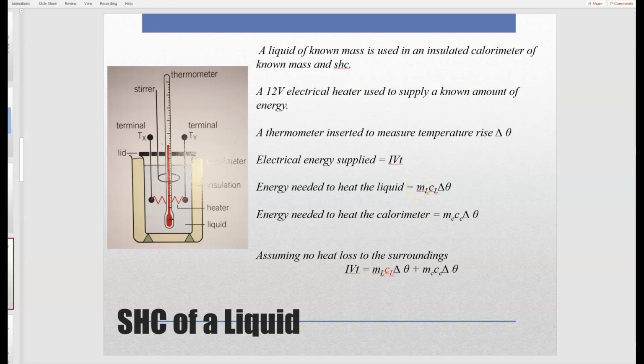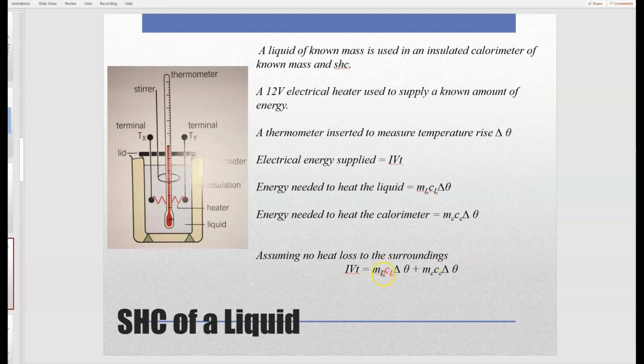So the internal energy of the liquid increases by the mass of the liquid times the specific heat capacity of the liquid times the change in temperature of the liquid. Okay. Now the energy needed to heat the calorimeter will be the mass of the calorimeter times the specific heat capacity of the calorimeter times the change in temperature, and these two temperatures will be the same because they'll be in thermal equilibrium. So they'll be at the same temperature. So we've got our electrical energy supplied being shared between the liquid and the calorimeter.